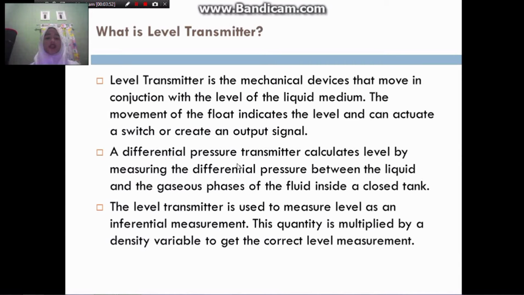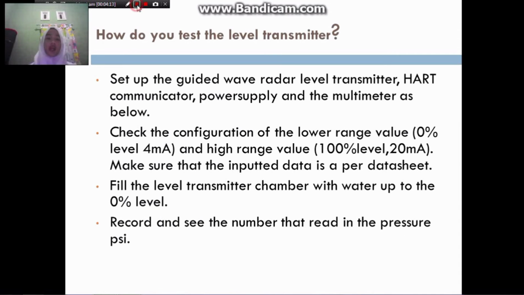A differential pressure transmitter calculates level by measuring the differential pressure between the liquid and the gaseous phase of the fluid inside a closed tank. The level transmitter is used to measure levels as an instrumental measurement. This quantity is multiplied by a density variable to get the correct level measurement. Next, how do you test the level transmitter?